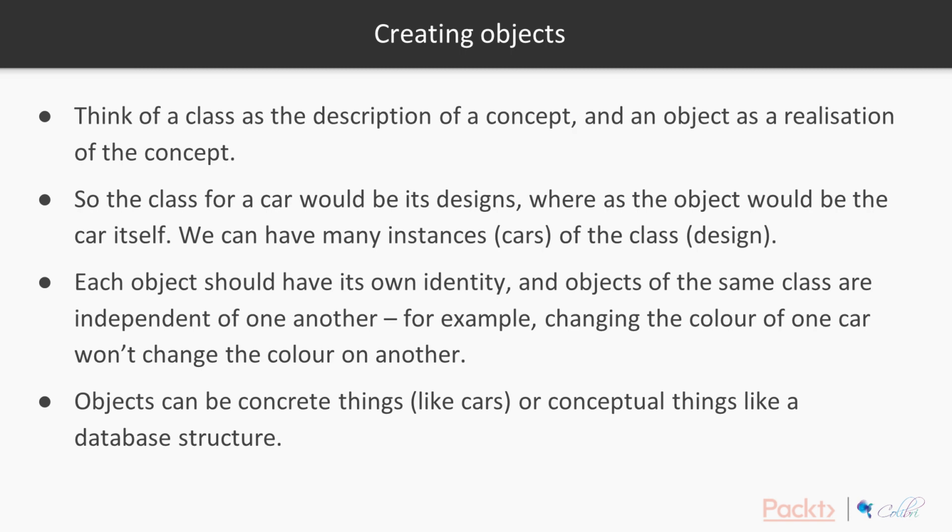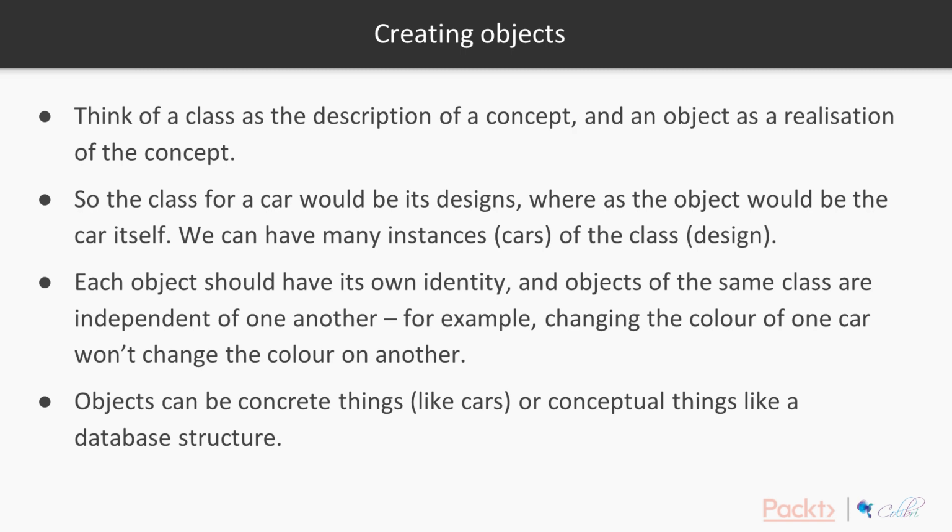Now, importantly, each object should have its own identity. So for example, with a car, that's the registration plate or the registration number. Same in object-oriented programming. Each object should have its own identity, and objects of the same class are completely independent of one another. So if I buy a car and you buy a car, they might actually be of the same design, but my car might be red and yours might be blue, for example. And if I decide to change the color of my car from red to black, it doesn't change the color of your car from blue to black. Because those cars are independent, they just happen to share the same design.